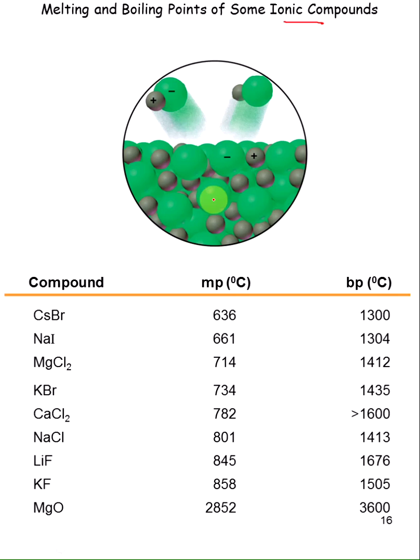So just to give you an idea of some of the melting points, cesium bromide has a melting point of 636, calcium chloride is 782, and magnesium oxide has a very high melting point of 2,852. So I want you to think about, why is the boiling point of magnesium oxide so much higher than that of the cesium bromide? So hopefully you're thinking about the strength of the lattice energy. So think about the lattice energy.